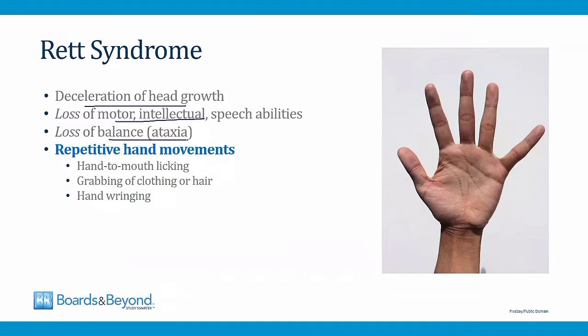This could also be a girl who was progressing in terms of her speech and now does not have the same speech ability she had a few months ago. Another classic feature of Rett syndrome is repetitive hand movements. So girls with this condition will do things like hand-to-mouth licking, they'll grab their clothing or hair, they'll wring their hands, and they'll do these things over and over again in a repetitive manner.